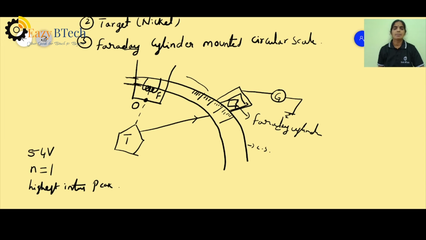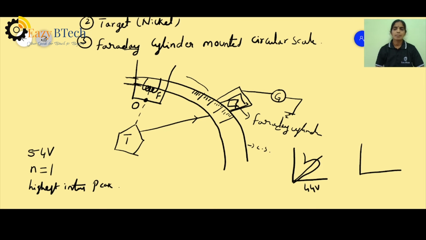Highest intense peak is observed. Generally, this process starts at about, that is, you are having a bump in the curve, which will start around 44 volts itself. If this is your scattering, you will be having this start around 44 volts itself.